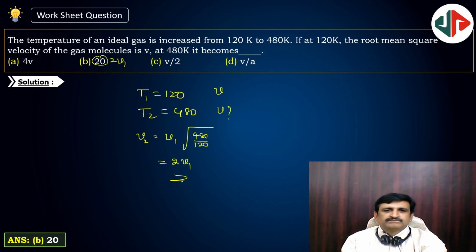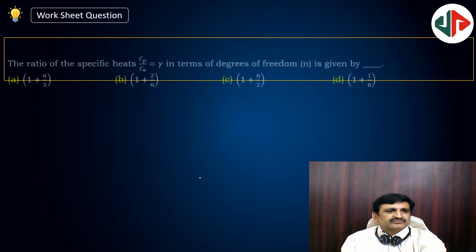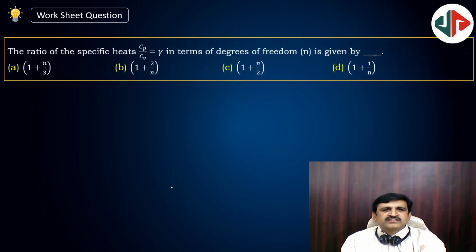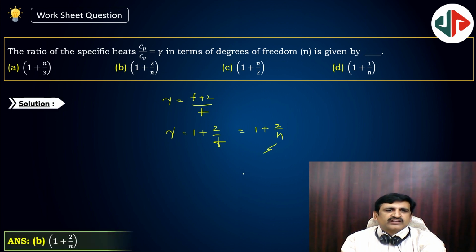Next. The ratio of specific heats Cp by Cv, gamma, in terms of degrees of freedom F is gamma = (F + 2) by F. Sometimes it is asked as 1 + 2 by F. If F is given as N, the formula becomes 1 + 2 by N. Option B.